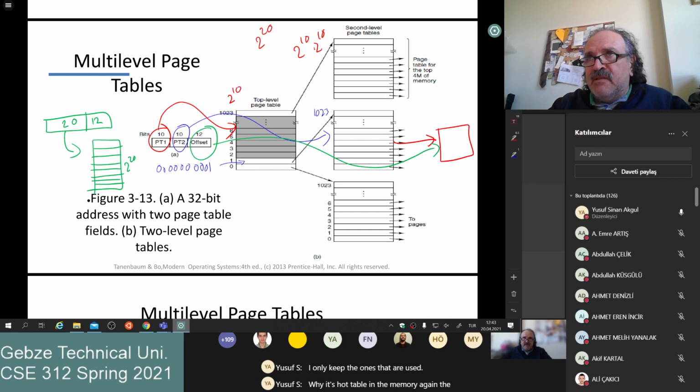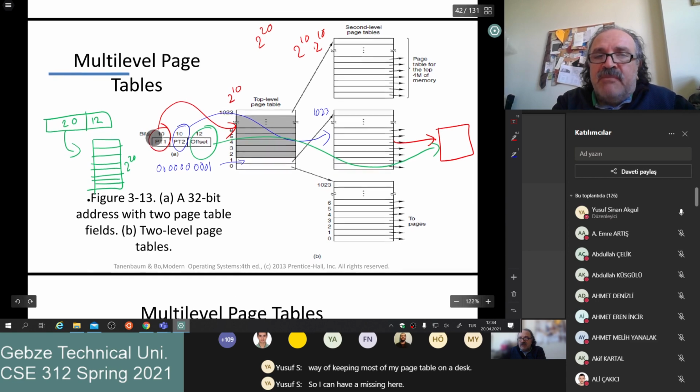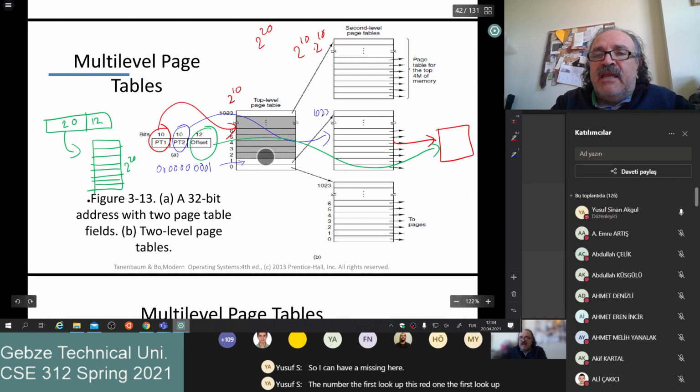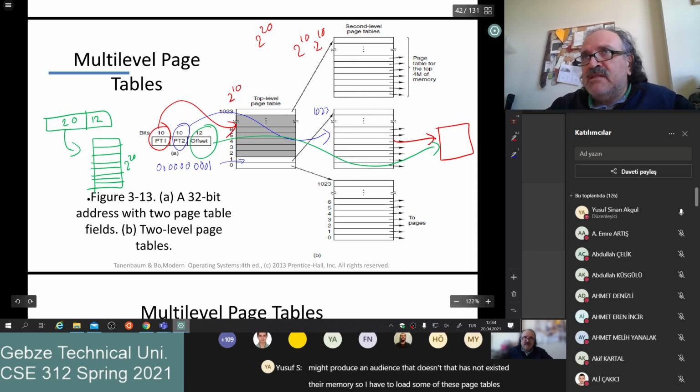Again, the locality principle, remember? Most of the time I keep using the same second level page tables. I don't have to keep all of these pages in the memory. I will keep most of them on my desk. In fact, I can page them in and out. So that's called multi-level page tables. Overall, the size of the page table doesn't change, but this gives me a very nice way of keeping most of my page table on a disk. So I can have a miss in here. The first lookup, this red one, might produce an address that does not exist in the memory. So I have to load some of these page tables from the secondary storage, from the disk.